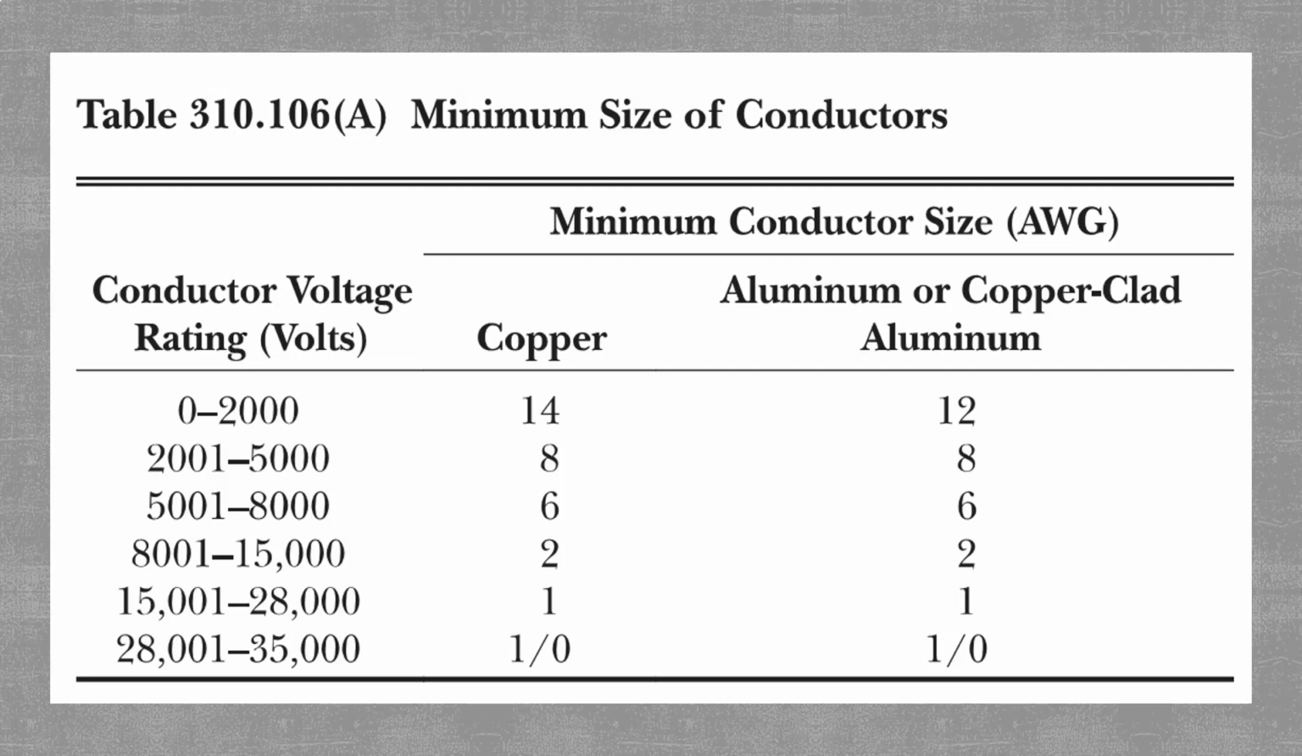We can see that our conductor voltage rating in volts on the left-hand side, and we have a minimum size conductor AWG for both copper and aluminum. So if we're using conductors for a circuit that is 0 to 2000 volts, we can only use a minimum size of copper number 14 or aluminum number 12. If we're installing conductors for a 2001 volt circuit to a 5000 volt circuit, we have to use conductors minimum size 8 copper or 8 aluminum, and so on. So once again, this is just very general across all installations depending on what voltage you're installing at.